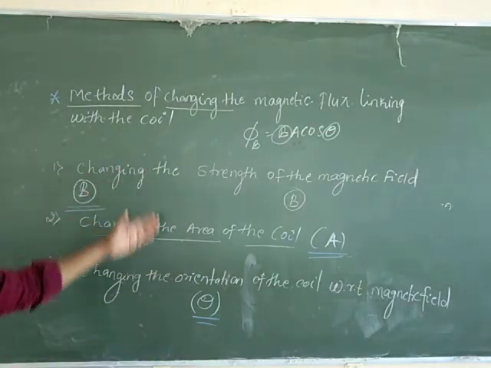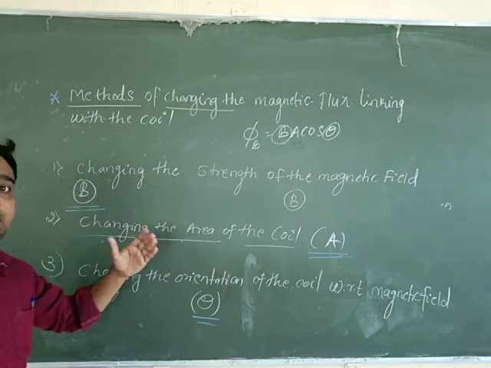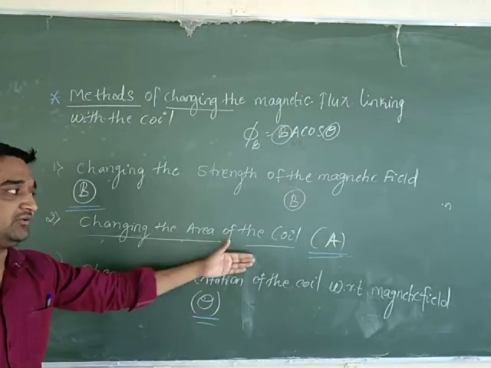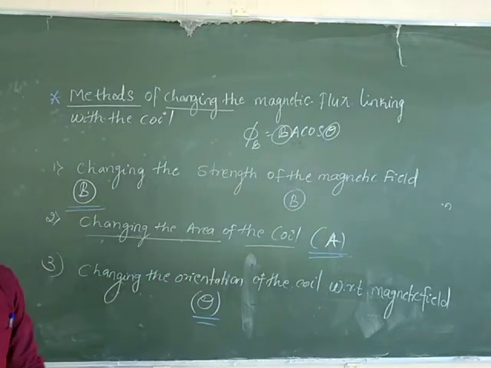Now consider one of the methods, that is, by changing the area of the coil, how we can produce the EMF. That is called the motional EMF. Let us discuss what the motional EMF is, and hence we have to derive the expression for the motional EMF here.